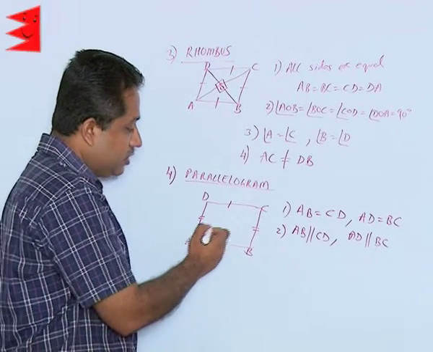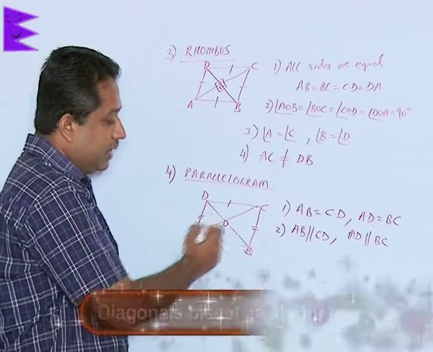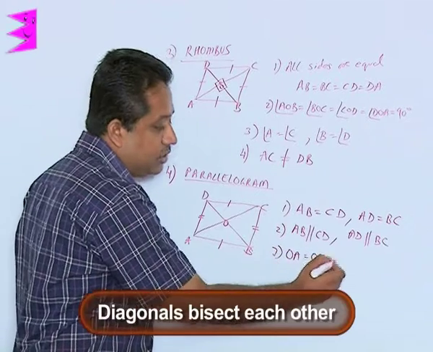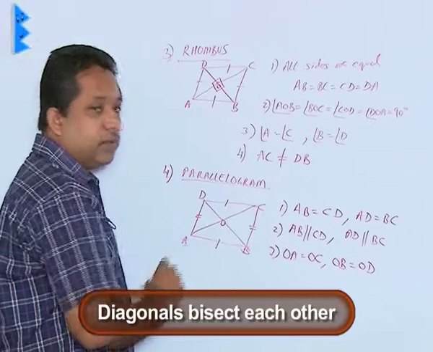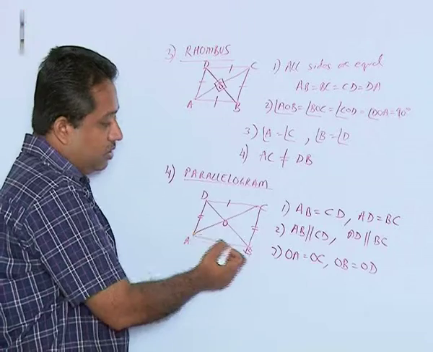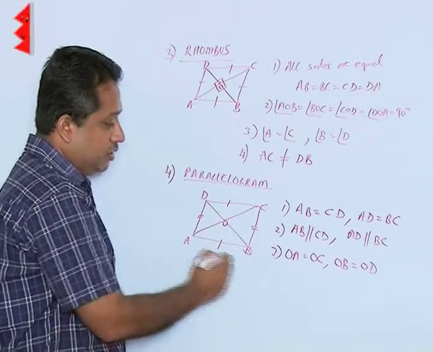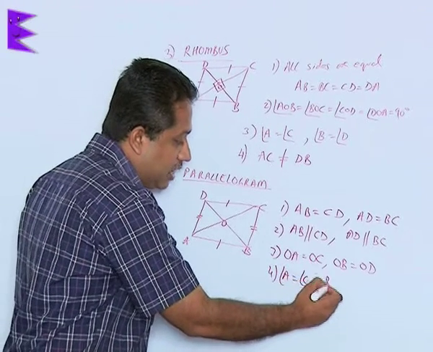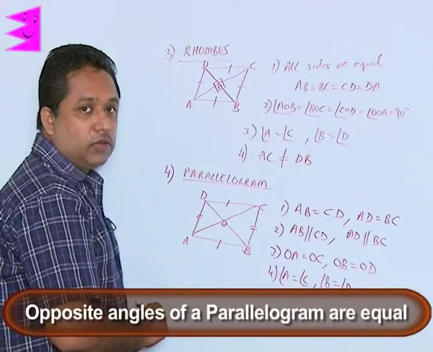The diagonals will not be equal, they are of different lengths, but they bisect each other. So, we can say that OA will be equal to OC and OB will be equal to OD. So, diagonals of a parallelogram bisect each other. And next we can also conclude that the opposite angles, just like in a rhombus, are equal. So, A will be equal to C and B will be equal to D. Opposite angles of a parallelogram are also equal.